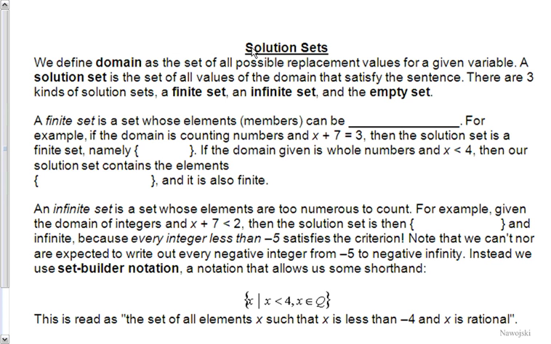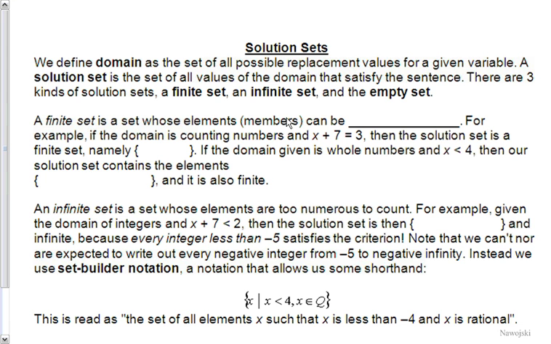Alright, just going through some of our solution sets, we define the domain as the set of all possible replacement values for a given variable. A lot of times you're going to see it known as the x coordinates. Okay? A solution set is a set of all values of the domain that satisfy the sentence. In other words, what works? The solution is what works. Okay? There are 3 types of solution sets. We have the finite set, the infinite set, and the empty set.